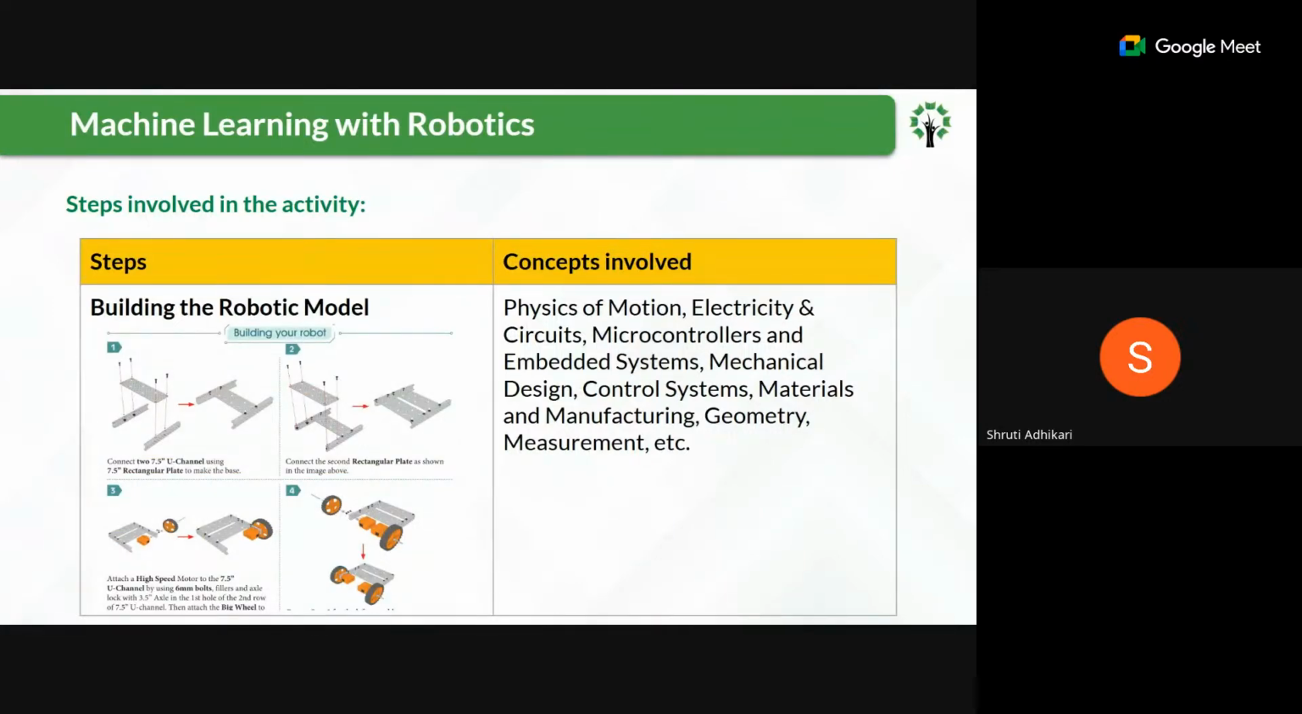Now, the second step is building the robotic model. While building the robotic model, as you can see, students will be joining the parts with the help of nuts and bolts. It's a group-based activity, so it's very simple for the students to complete on time, right? So what concepts will they be learning? One is physics of motion, because here we are building a moving model, so they will understand the physics of motion.